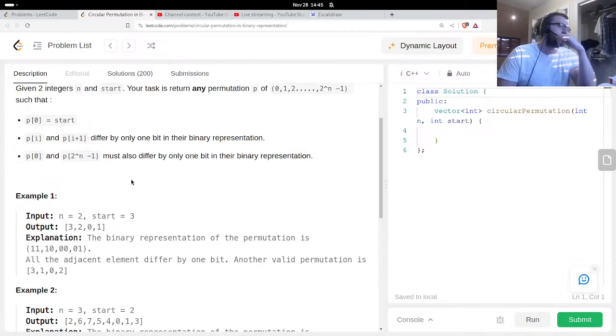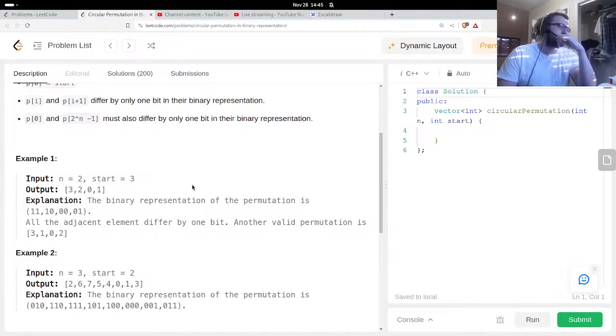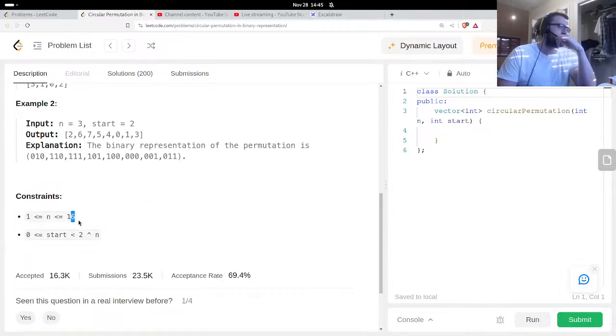So I have to visit every number, right? If n is 16, 2 to the 16th is like 30,000, something like that. 2 to the 10th is like 1,000. 2 to the 16th, it's 8 squared, that's like maybe 65,000, something like that.